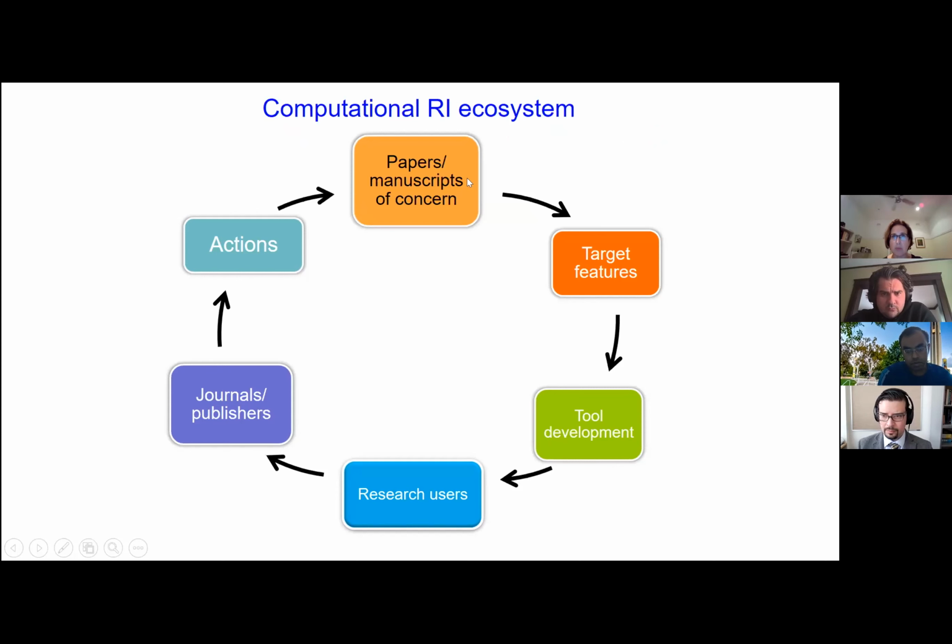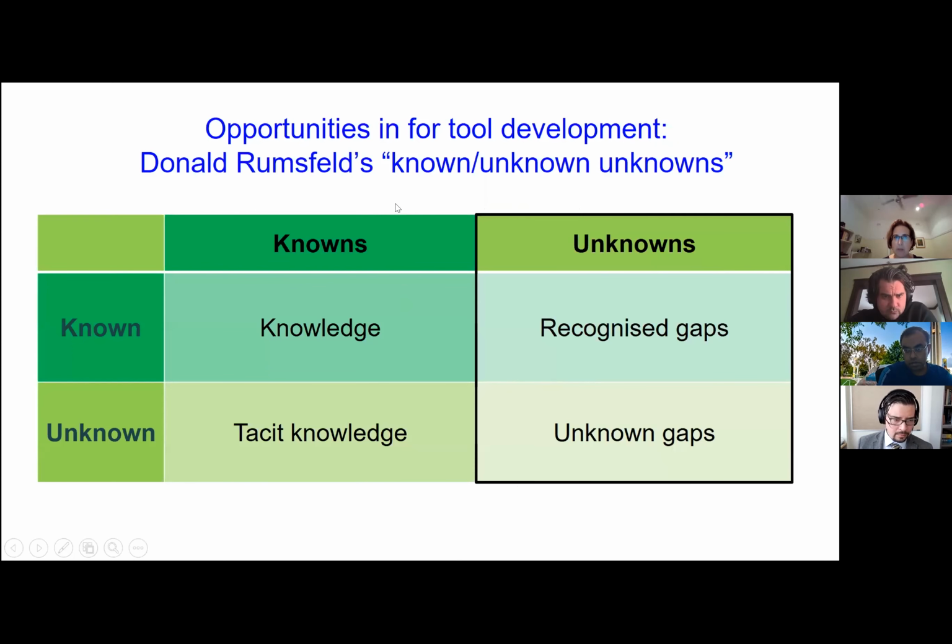I also talked previously about this computational research integrity ecosystem. So I'm just going to run through challenges and opportunities for some of these different groups. I'm going to start with the target features. These are the things that tools are developed around, and the tool developers. And I've always wanted to talk about this in a talk, so here I'm doing that.